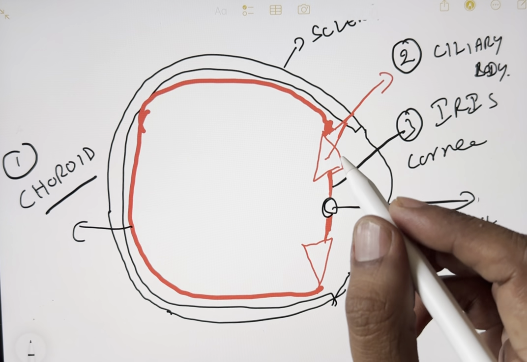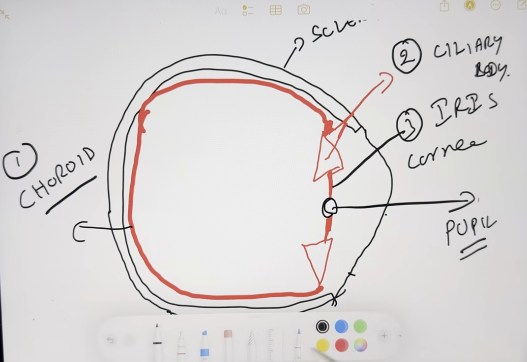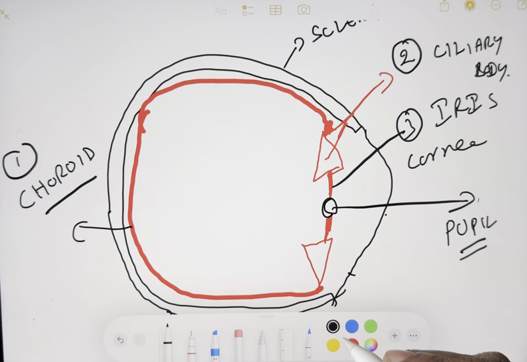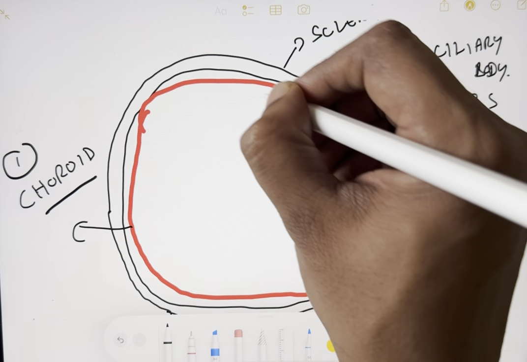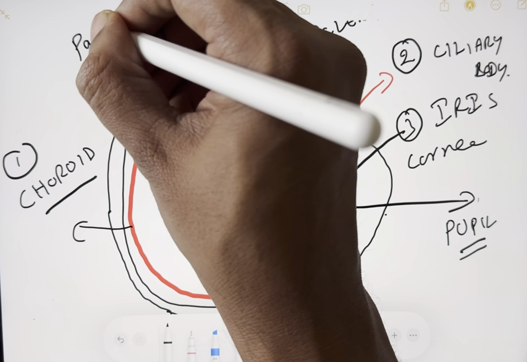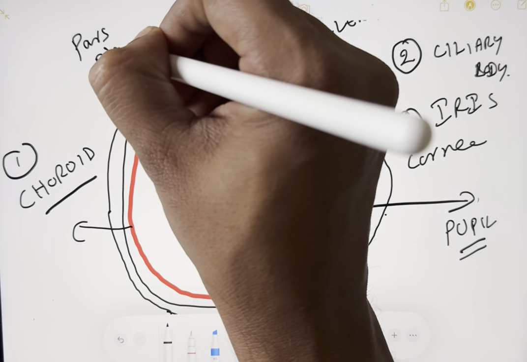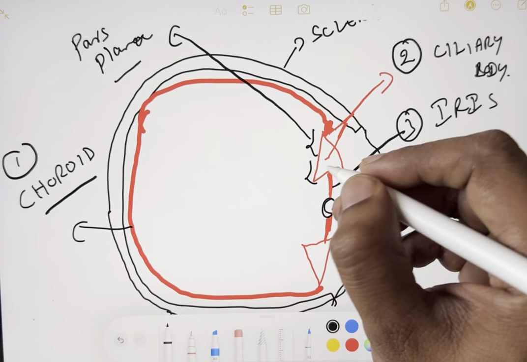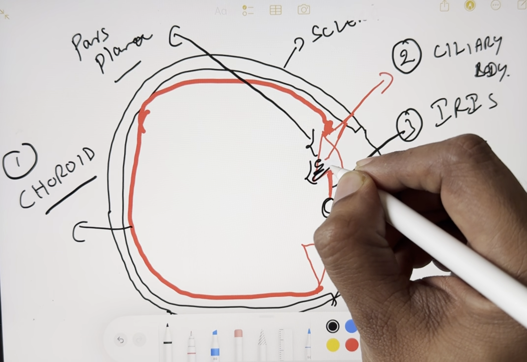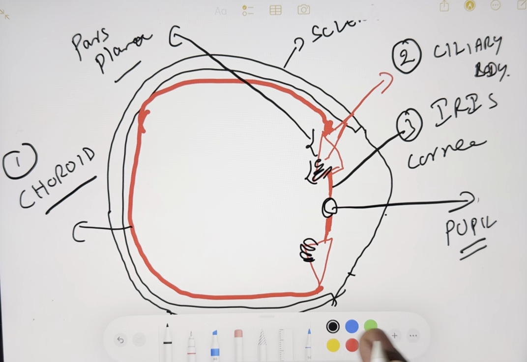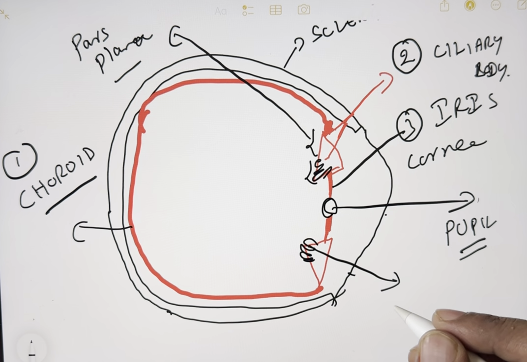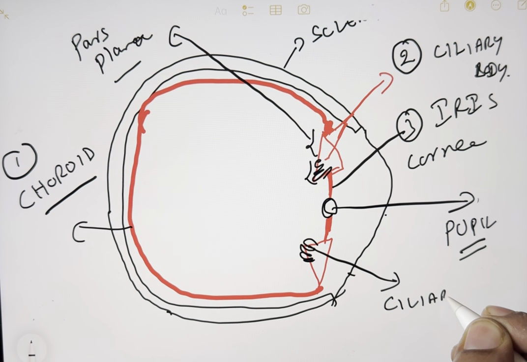Now, let us see some details about this ciliary body. The ciliary body has two parts. One is the posterior part, another one is the anterior part. The posterior part is known as pars plana because it is plane. In the anterior part, there are certain folds, around 60 to 80 folds are present, and these folds present in the ciliary body are known as ciliary processes.